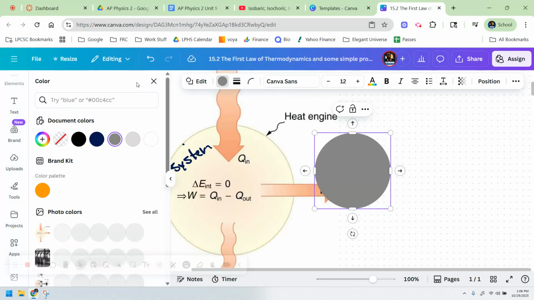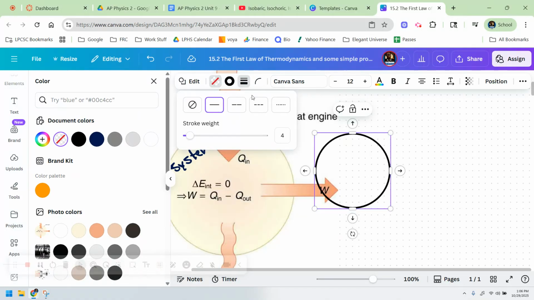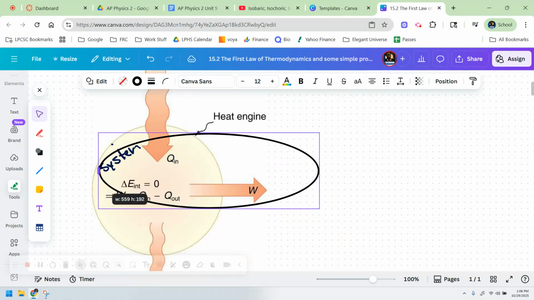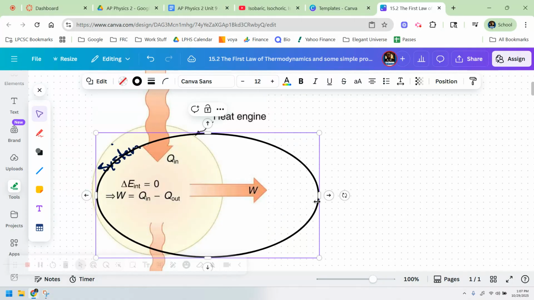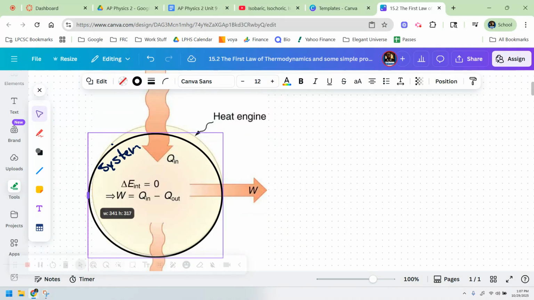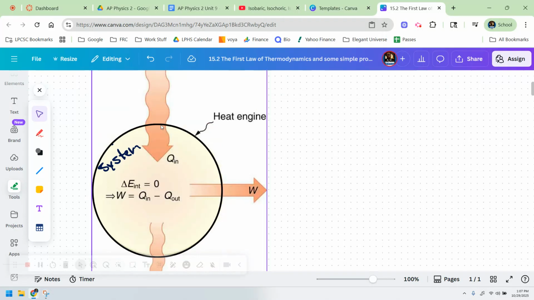let me change that to transparent. We'll change the color. And so this part right here, that's the system that we're talking about.